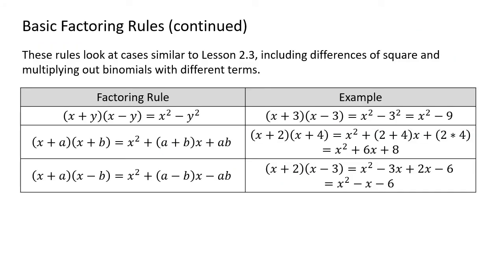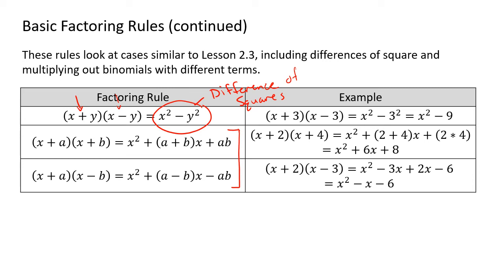So I showed you a couple factoring rules to start off. Now these ones are, again, different factoring rules, but they're using what's called FOIL. So the first one you might recognize, (x + y)(x − y), is just x squared minus y squared. This is the difference of squares that we talked about.